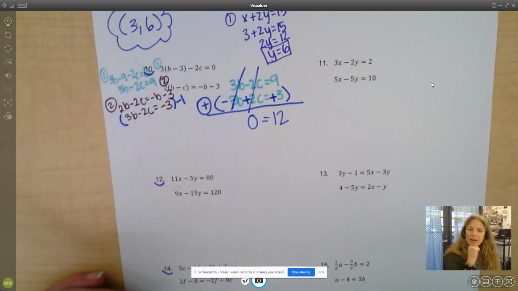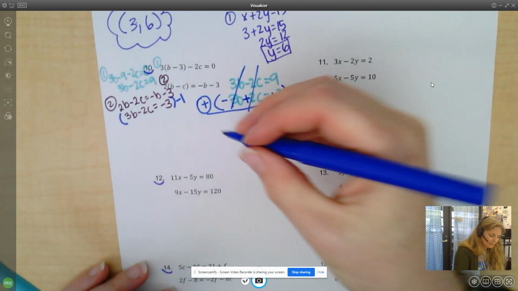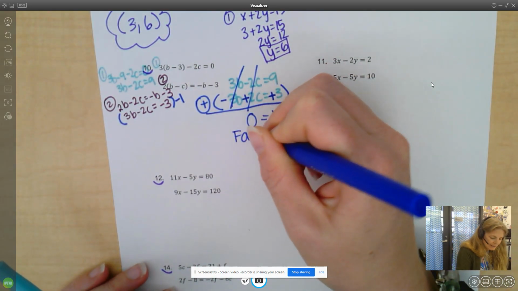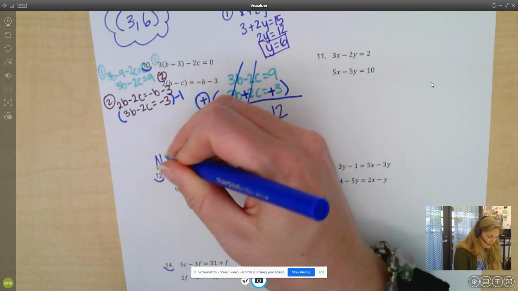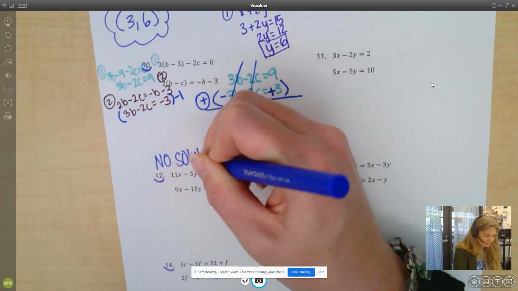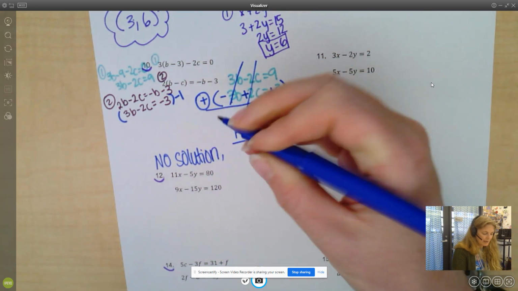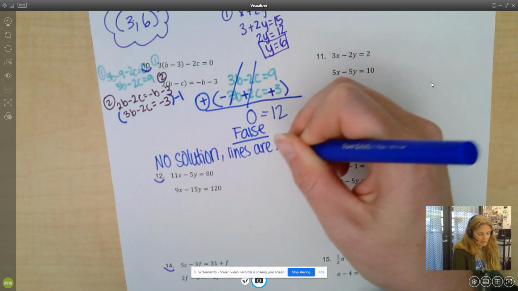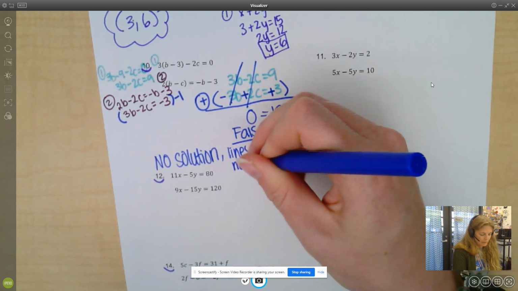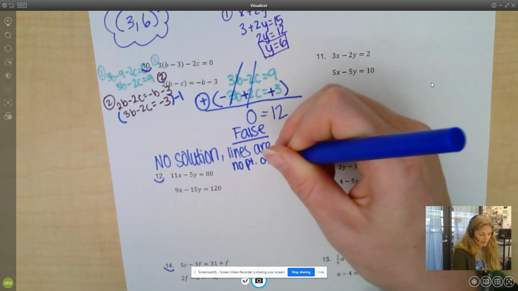Gee golly, our variables canceled out and we were left with a false statement. What does that tell you? What does that tell you about any equation where the variables cancel out and you're left with a false statement? That tells you, yes, indeed, this is no solution. What does that mean? Lines are parallel, no point of intersection.